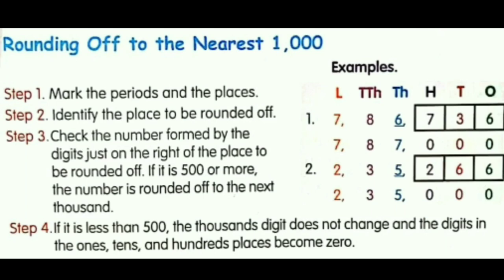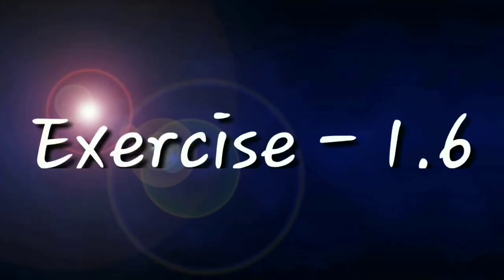So the rules for rounding off to the nearest tens, hundreds or thousands are the same. Just you have to keep in mind which place is to be rounded off and what the digits beyond that place are. Okay. So I think now we are ready to solve our exercise number 1.6.